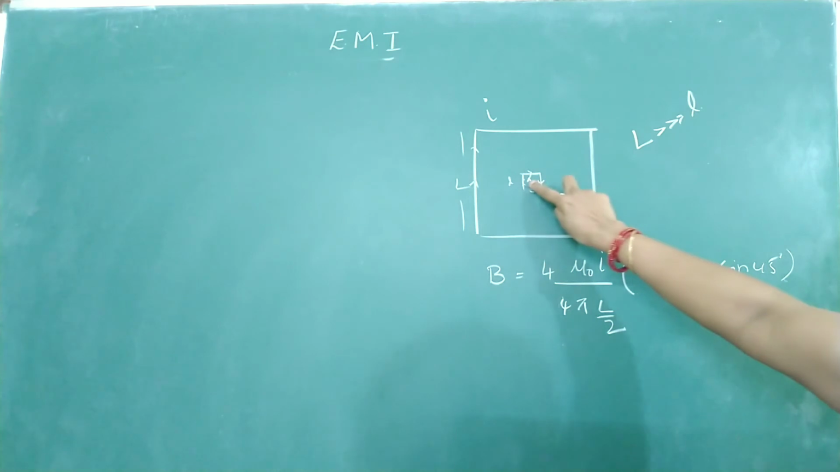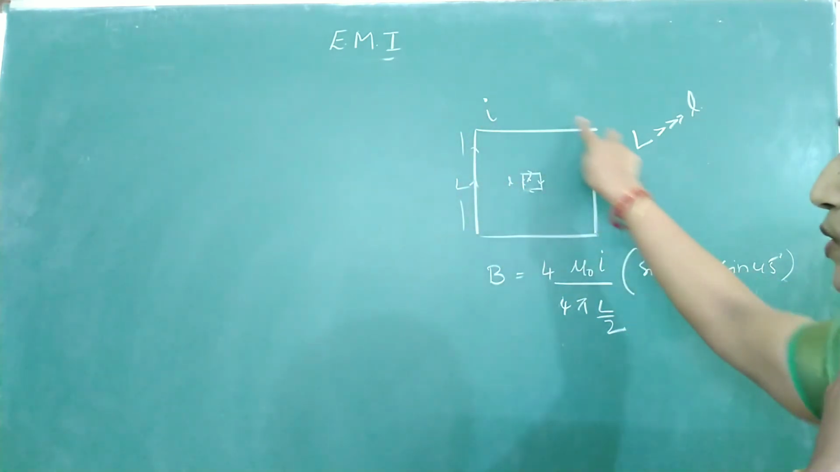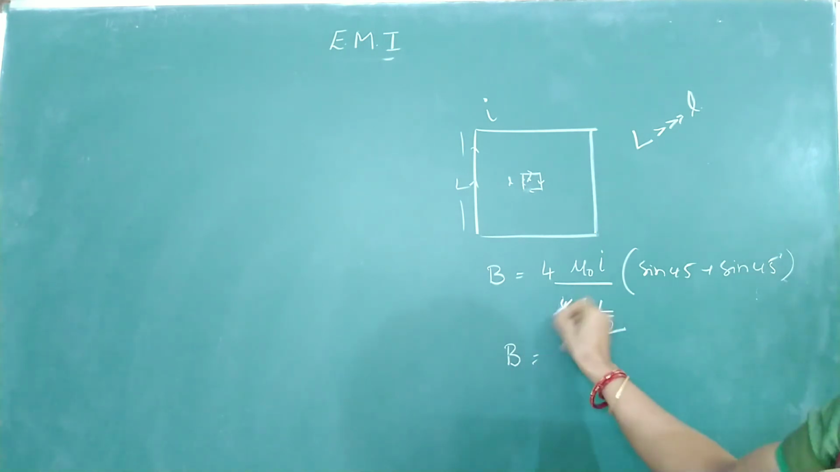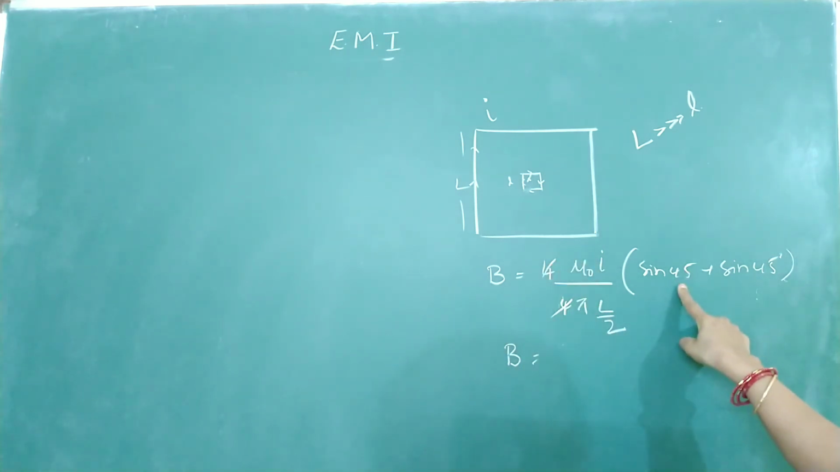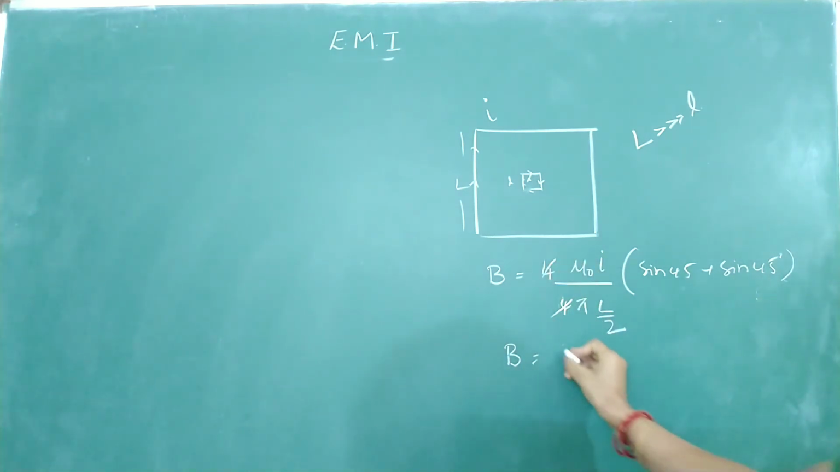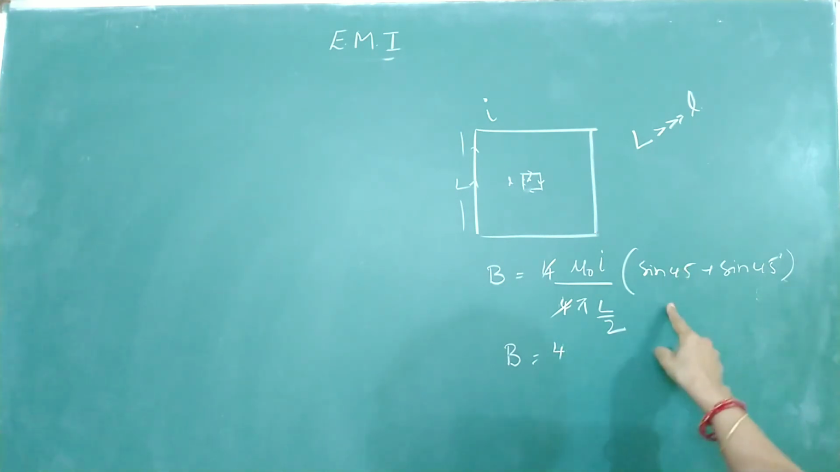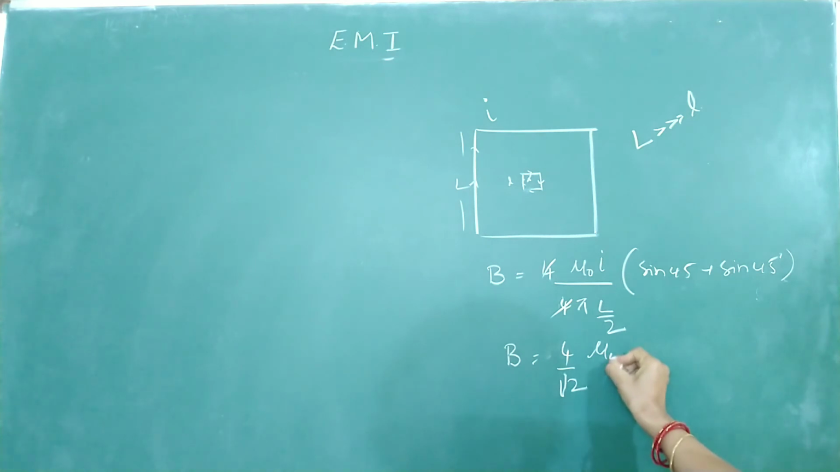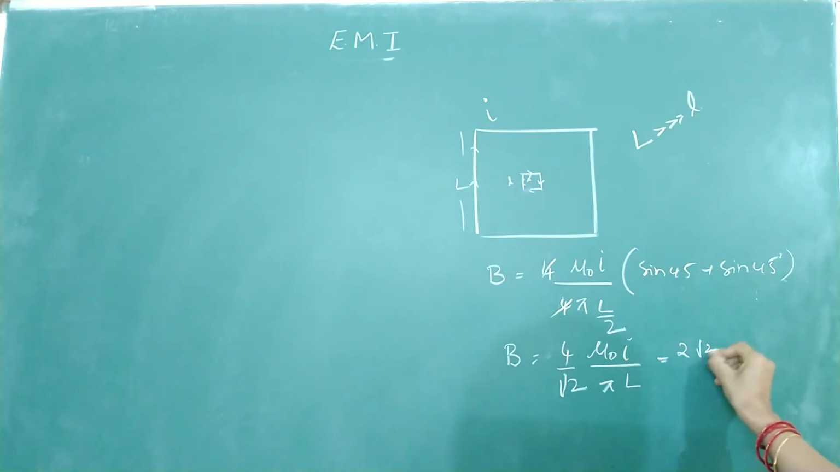Okay, I am calculating the magnetic field at the center due to this square loop. The magnetic field becomes 4 times, and the 4 gets cancelled. Sin 45 is 1 by root 2, plus 1 by root 2. It will be 2 by root 2. So 4 by root 2 mu naught I by pi L, nothing but 2 root 2 mu naught I divided by pi L.